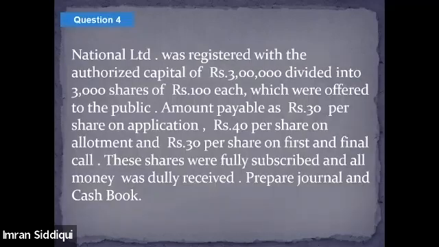Okay, so let's do one more question. Question number 4. Let's read this question first. It says National Limited was registered with the authorized capital of 3 lakh divided into 300 shares of 100 each, which were offered to the public, amount payable as rupees 30 per share on application, 40 per share on allotment, 30 per share on first and final call. These shares were fully subscribed and all the money was duly received. Prepare journal entry and also the cash book.